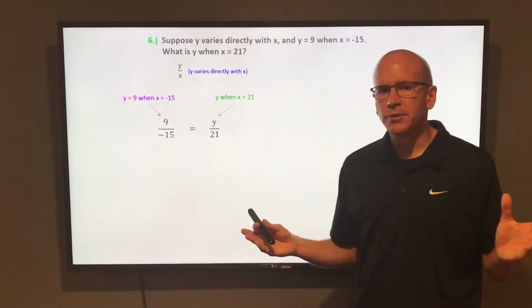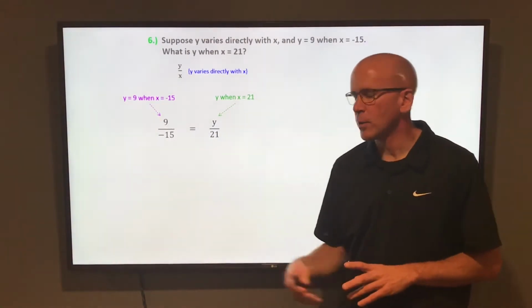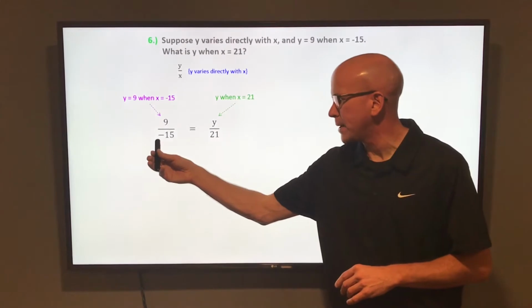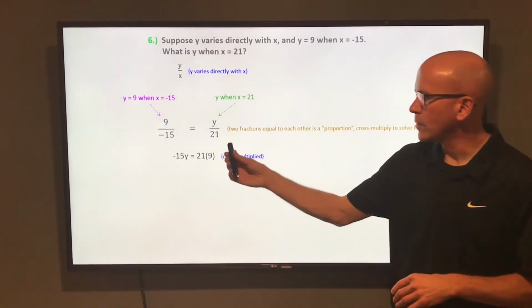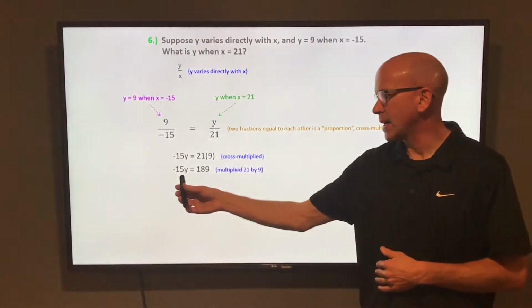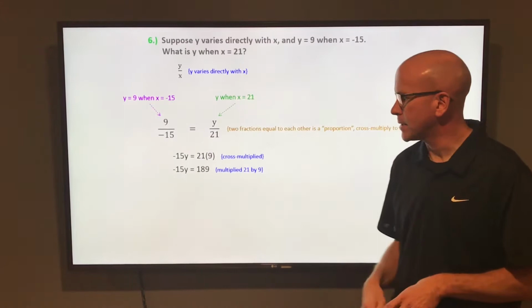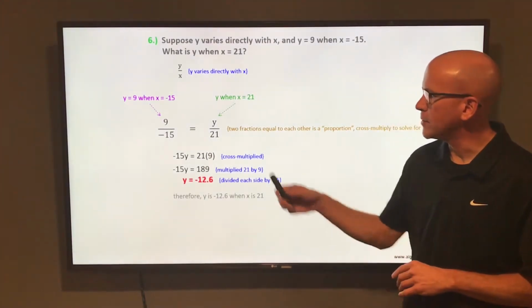Surely you've seen proportions before and you know how to solve them. Might need a little refresher. Just cross multiply and divide. If we want to solve that for y, cross multiply. Take negative 15 times y, that is negative 15y, and go the other way, 21 times 9, that is 189. So we have negative 15y equals 189. You can take it from here, divide each side by negative 15, and y is negative 12.6.